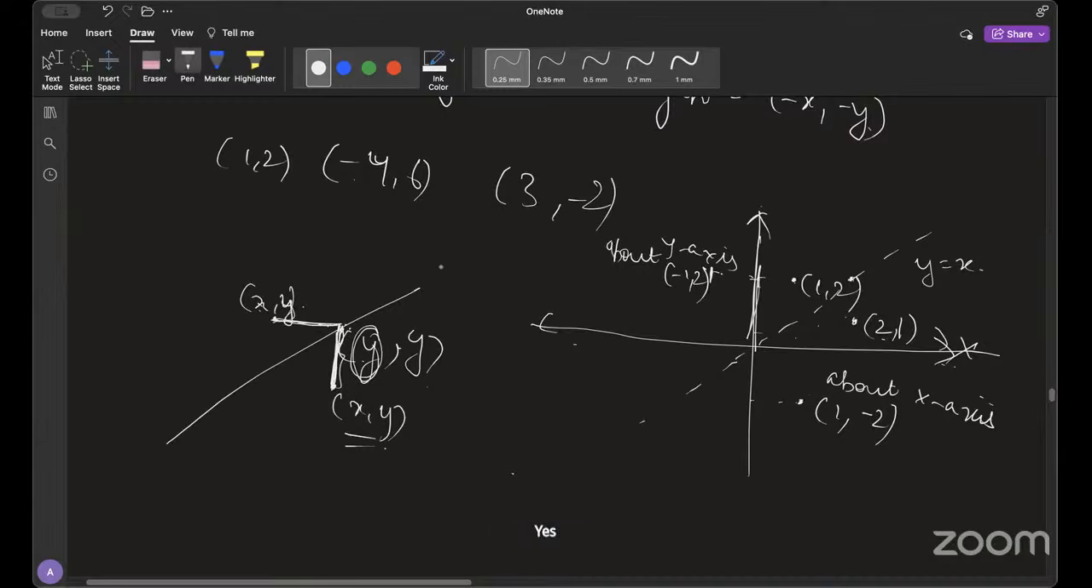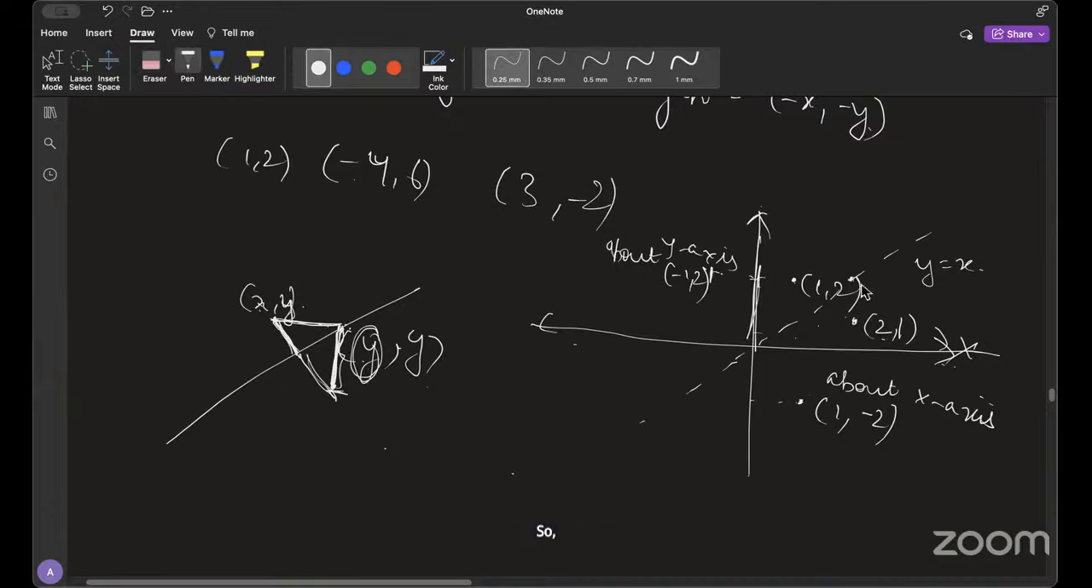Do we need more clarification on how this is done, how this point is shifted to this point? Basically, the idea is that you draw a line here which is perpendicular, and you want these two distances to be the same. That's the idea. Is that okay? Yes, ma'am, got it.